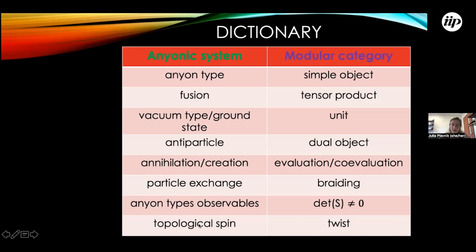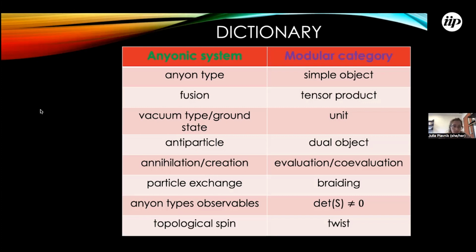Anion types' observability is related to the determinant of a certain important matrix, which is called the S matrix. And I will talk more about this in a little bit. So here it is: which anion types can be detected via braiding twice with any other anion. Basically, what I'm saying is that the only one that I will be able to detect is the vacuum type. And then the topological spin is something that we call the twist.